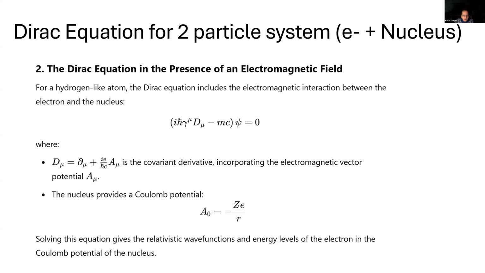So we have the covariant derivative incorporating the electromagnetic vector potential, which is A sub mu. The nucleus can also provide a Coulombic potential. So here we have A sub 0 equals negative Ze over r. So solving this equation gives the relativistic wave functions and energy levels of the electron in the Coulomb potential of the nucleus.